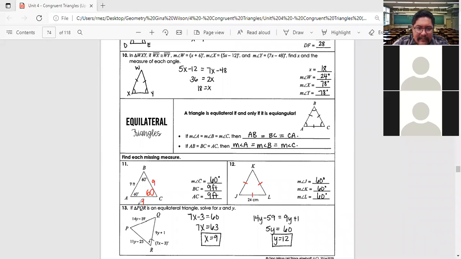If we look at this next example, PQR is an equilateral triangle. Solve for X and Y.